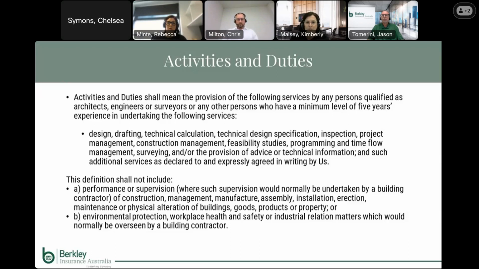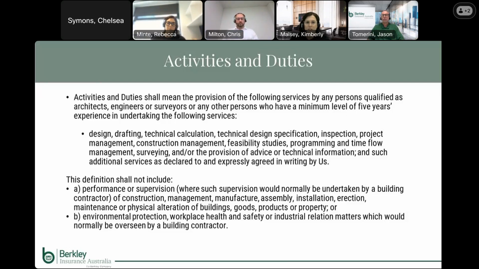A major difference between the standard PI policy and a D&C PI policy is that D&C policies don't contain a broad supply of goods exclusion. Standard PI policies exclude any claim in connection with the sale, manufacture, installation, construction, alteration, repair, servicing, or treating of any goods or products sold, distributed, or supplied by the insured. So if an insured supplies goods or is in any way connected with the physical construction works, then the claim in connection with that construction is not going to be covered. Berkeley's underwriting rule is, if they perform any physical work, then we must quote under a D&C PI policy.